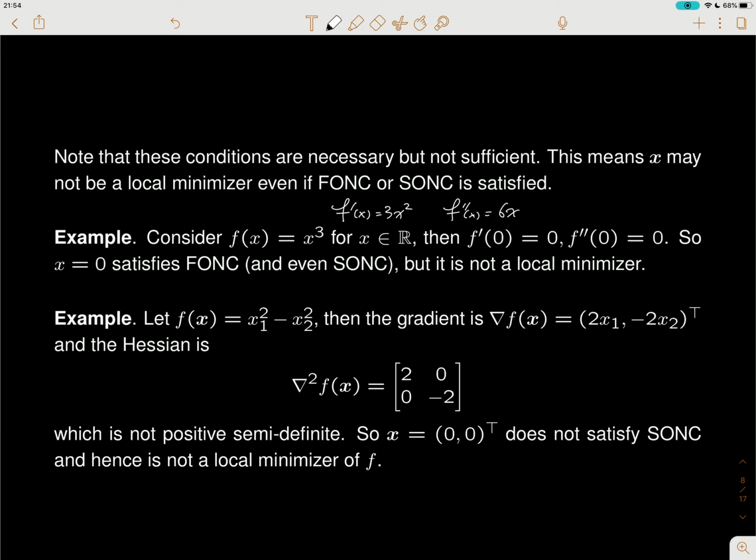So you check the first order necessary condition. Plug in 0 here, and you just get 0. If you plug 0 into the second order derivative, you also get 0. So they do satisfy the first order and second order necessary conditions, but it's not a local minimizer. If you look at the picture, the x cubed looks like this. Here you do have derivative equal to 0. The tangent line has slope 0, it's flat there, but it's not a local minimizer. You can move left or right. If you move to the left, the function value will decrease.